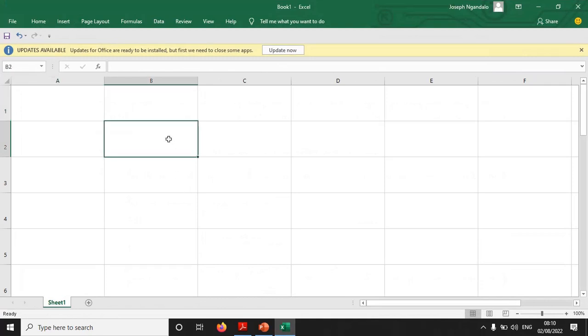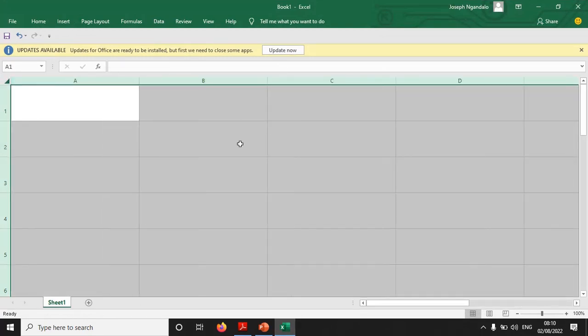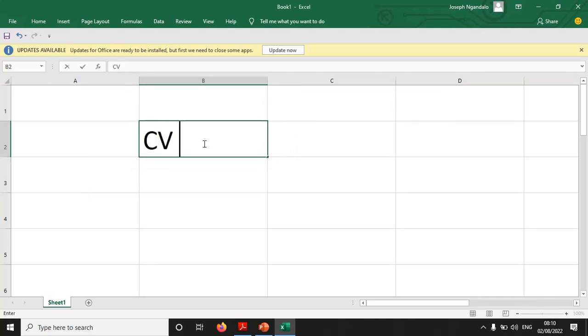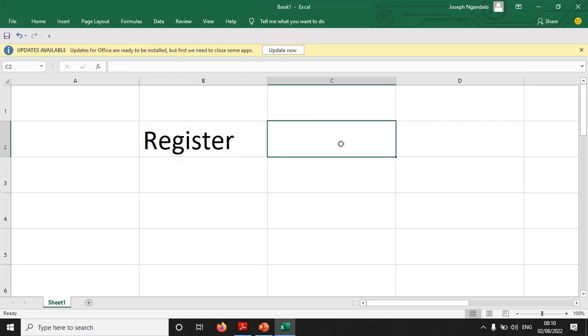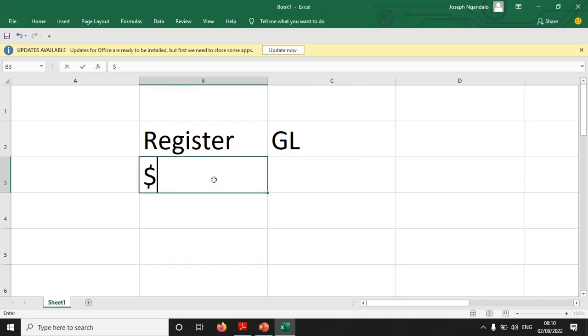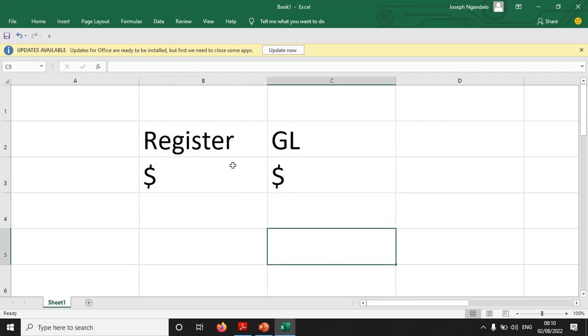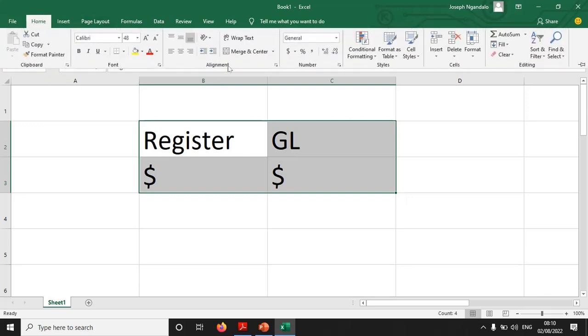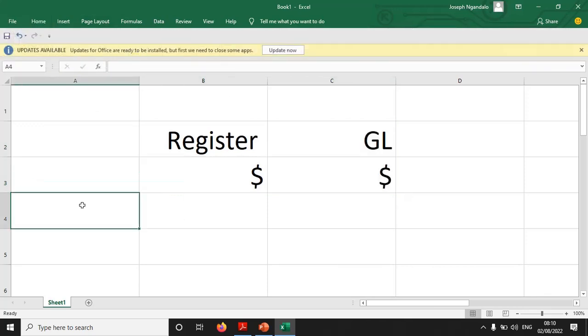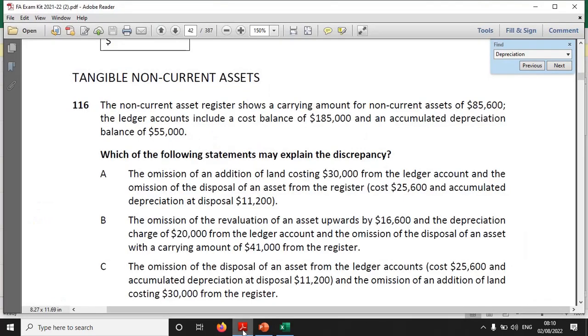Let me just put these numbers side by side so that we can see when we can reconcile. I'm going to say register, and then I'm going to say general ledger, and then I'm going to bring in the dollars. If you can see what I'm doing on the board, you can do the same. So, unreconciled balances, the brought forward amounts. We have got initially in the register 85,600.